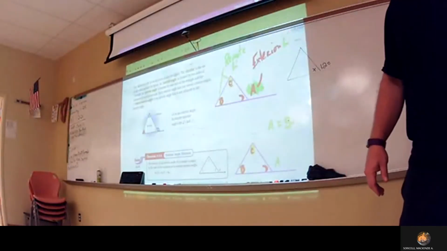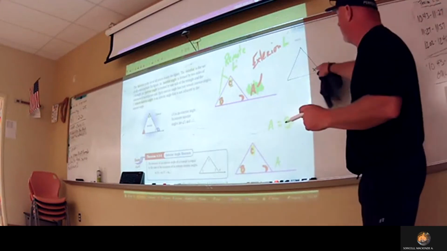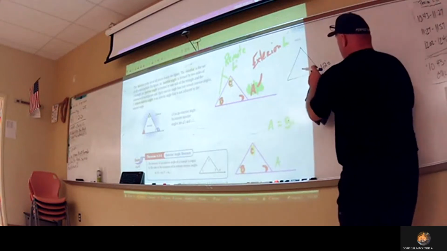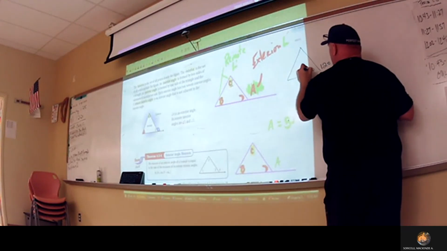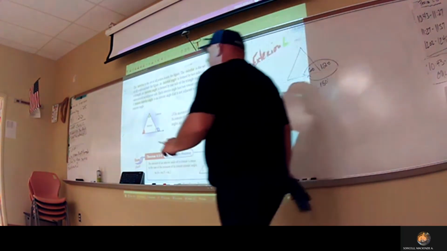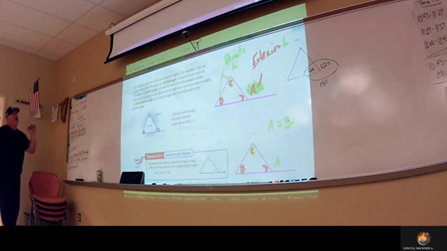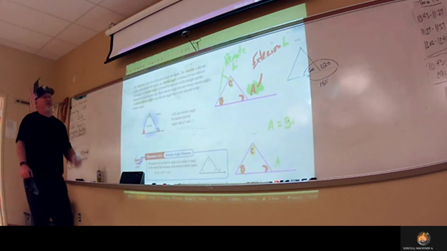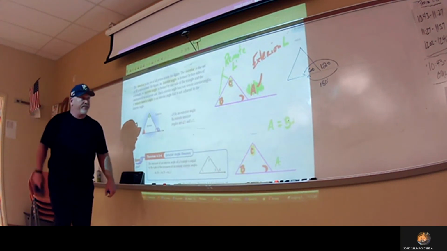Now let me ask you something. We have now figured out that 120 plus 60 gives me my straight line, 180 degrees. Now let me ask you this. A straight line measures 180 degrees. What do the angles in a triangle add up to? 180 degrees also, right?